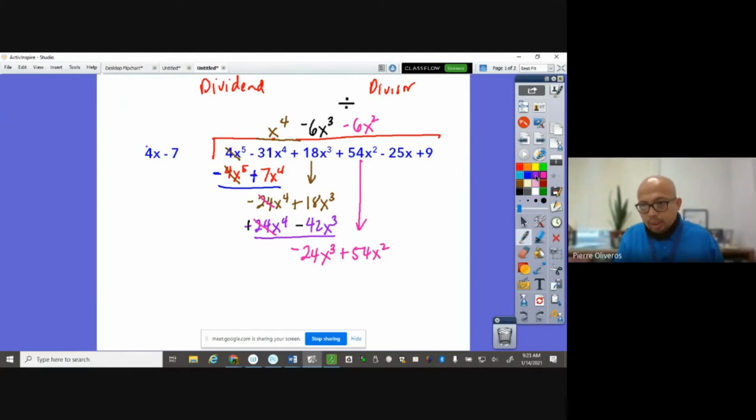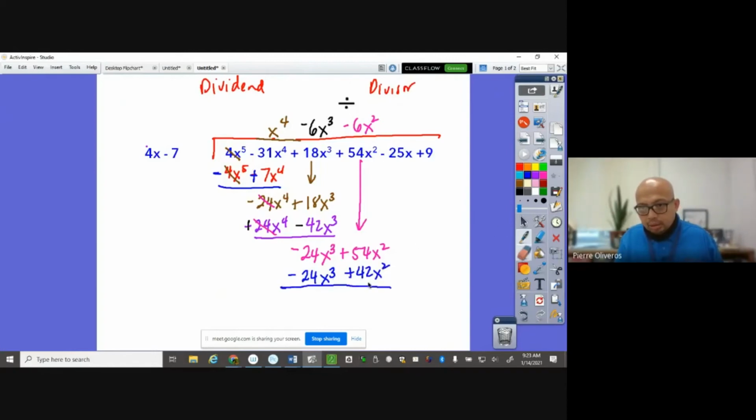And then what do we do next? We multiply the negative 6x squared right here. We do multiply it there and here, okay? And we will distribute that. That will be negative 6 times 4x. That will be the same, negative 24x cubed. Negative 6x squared times negative 7 is positive 42x squared.